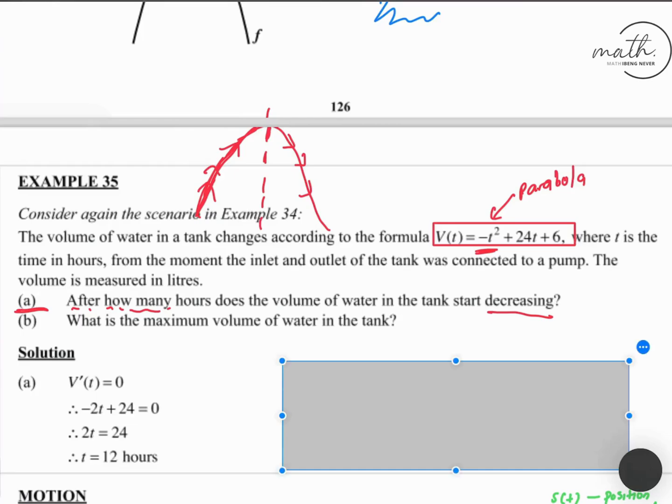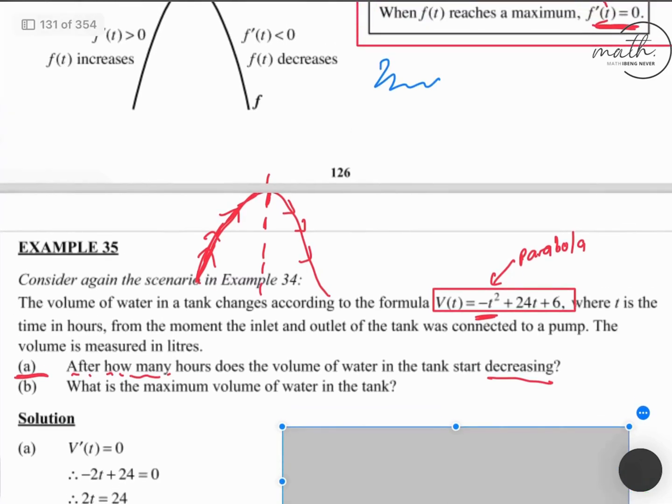And then the second question, what is the maximum volume of the water tank? Like we said, you find the first derivative, and then equate it to 0, and then you'll find the time. Now, here they want the maximum. So with a parabola like this one, again, you have it like this. So in this case, let's say it's something like this. Now, we found the t here, which is 12.